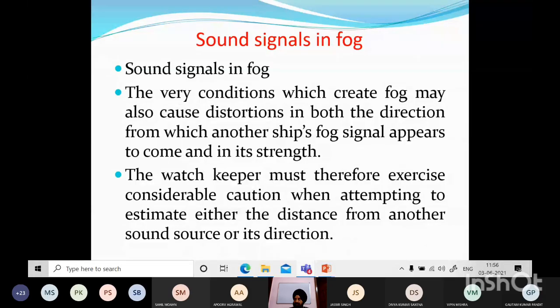So this is also one of the effects because of the conditions of the atmosphere through which the sound has to travel. Sound also gets affected because of these different conditions in the atmosphere. Watchkeepers therefore exercise considerable caution when attempting to estimate either distance from another sound source or its direction. So this is also a precaution: when you are keeping a watch, just see that this knowledge applies, the sound also will be affected. So you try some restraint before you make a judgment, because it could be so, isn't it? So this is also possible.